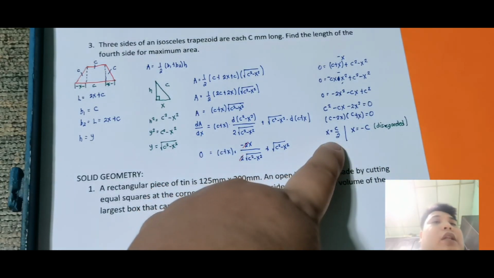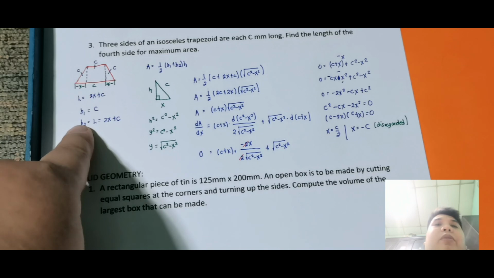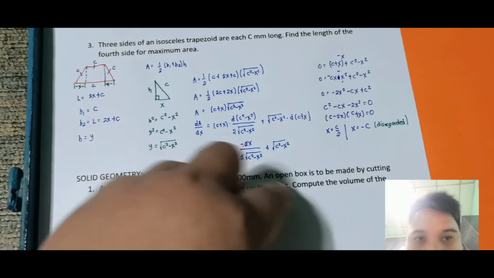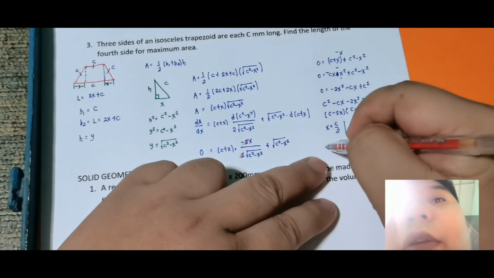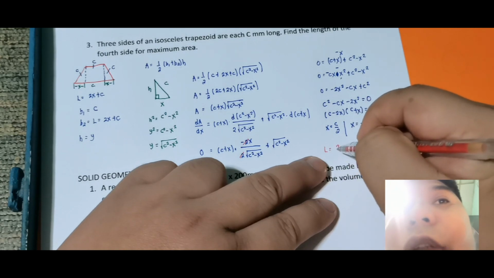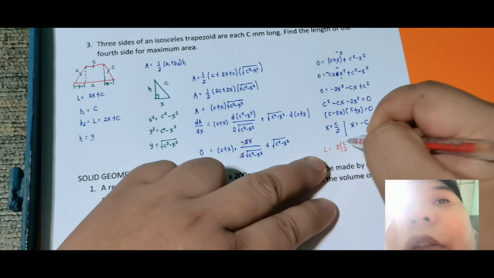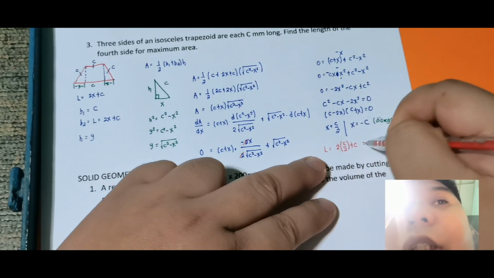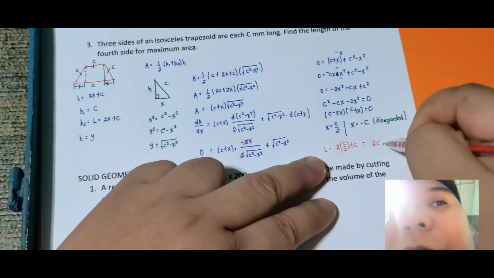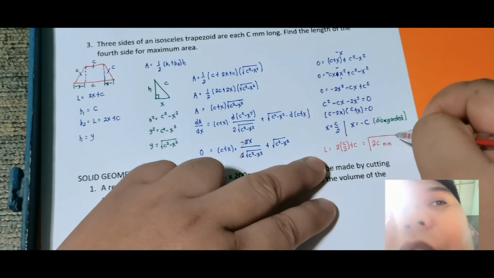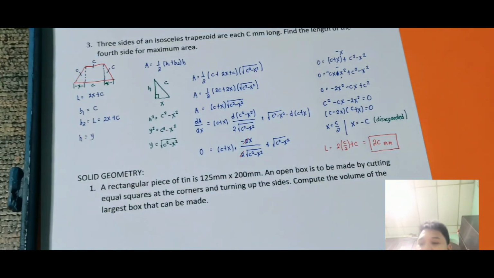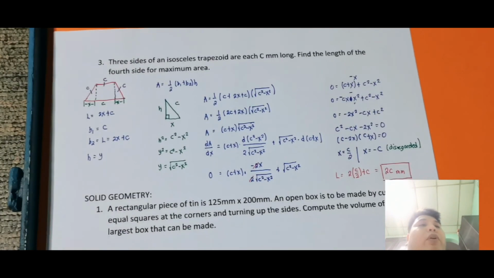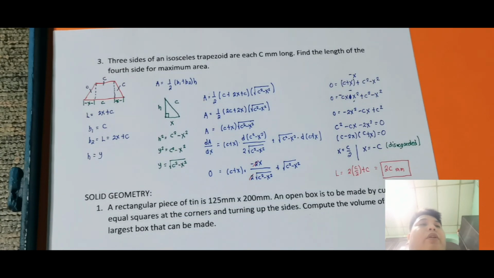So, ito yung kukunin natin. So, ang kinukuha natin is length ng port side o yung B2. So, yung L natin is just equal sa 2x or that is 2 times c over 2 plus c, which is equal sa 2c millimeter long. So therefore, ito yung ating sagot. Okay, so yan yung value ng ating port side, 2c millimeter long.